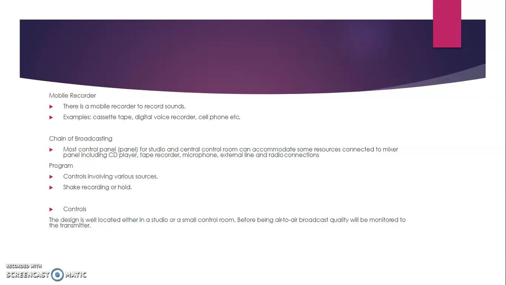Another one is the program control, involving various sources that we need to control, for example the mixers and so on. Shake recording or hold, for example, sometimes when we record there is shake and so on. So the control desk is well located either in the studio or a small control room. Before being broadcast on air, for example, quality will be monitored to the transmitter.